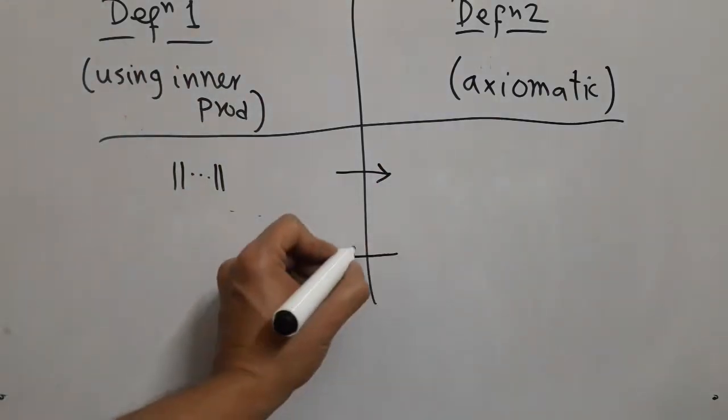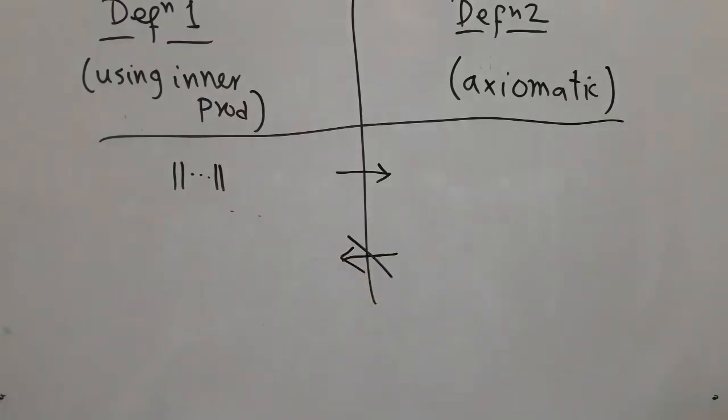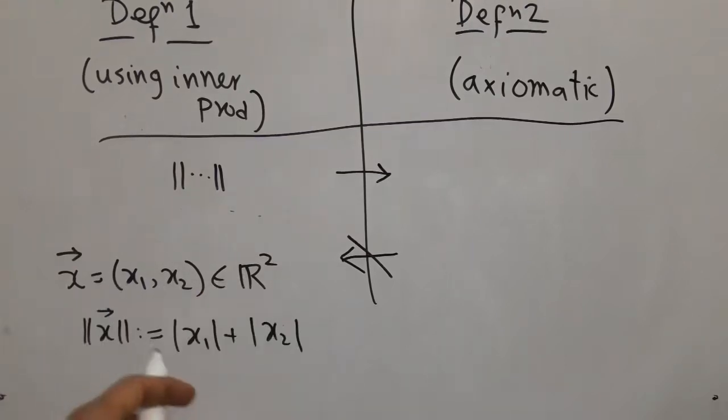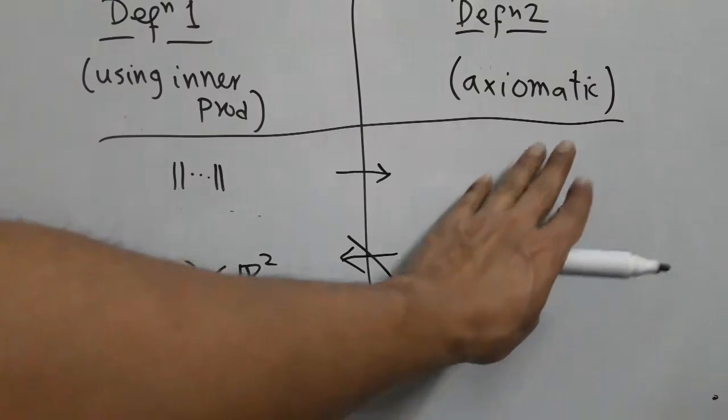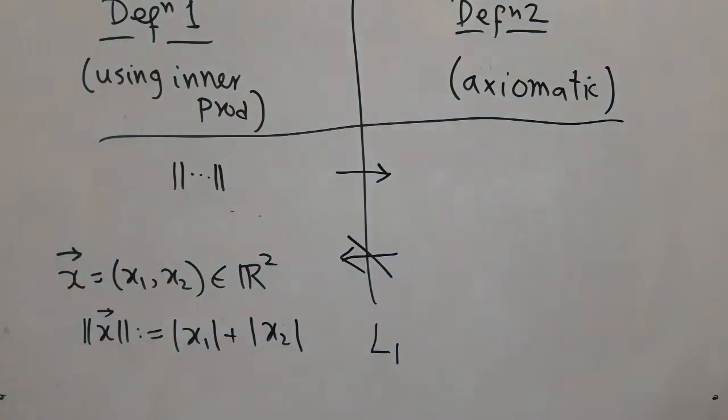However, this implication is not true. And not only that, this implication may fail even for a finite dimensional vector space. Let me show you an example for something as simple as R2. For a typical vector x in R2, x1, x2, I define norm as absolute value of x1 plus absolute value of x2. This norm has a special name. It is called L1 norm. Now it is quite easy to see that this norm satisfies all the conditions of the axioms. So you are encouraged to check that, not very difficult. But I claim it is not induced by any inner product.